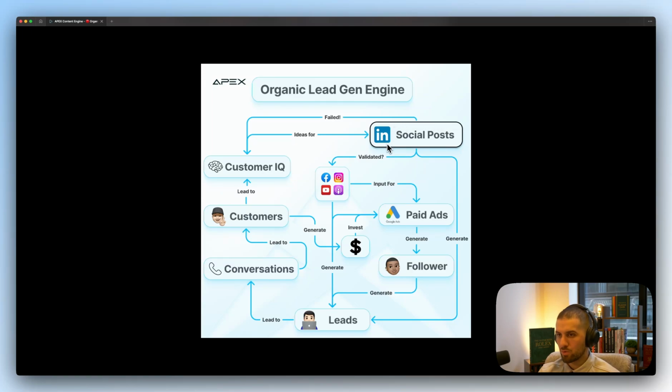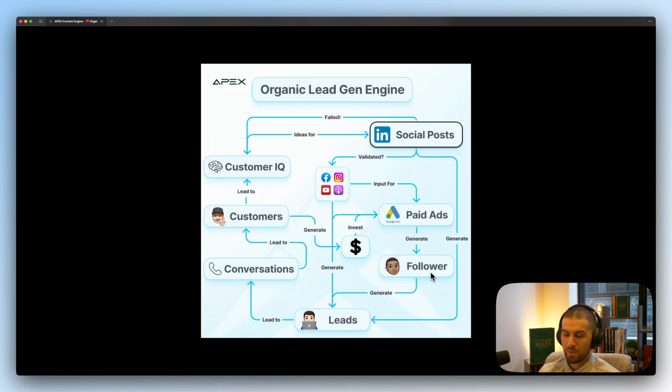We start to generate a social post, which, if validated, can be repurposed on platforms such as Meta, YouTube, even on podcast platforms, which in turn gives you input, if you understand your customers or prospects, for paid campaigns. So you can run ads on LinkedIn, Meta, or even Google, which, by the way, generate more followers through paid ads because they are actively seeing your ads. You can even retarget them.